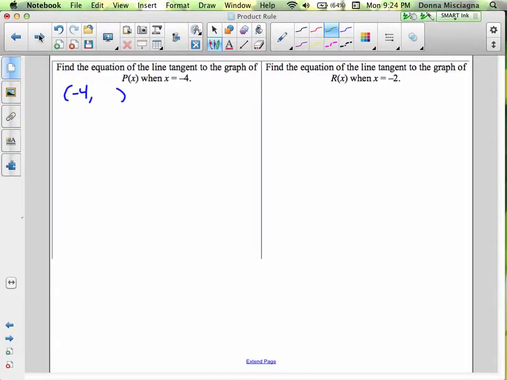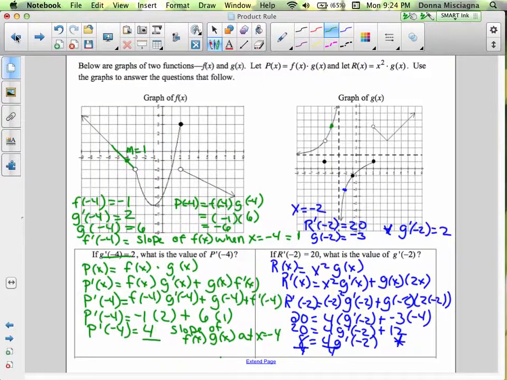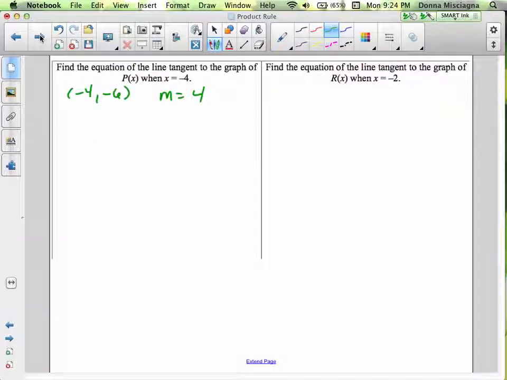Right, so we have -4, is that -6 or positive? So we have the point -4, -6. Our slope was +4. So that's going to be y plus 6 equals 4 times x plus 4. And you can just move the 6 over, and you can distribute and put it in slope-intercept form if you like, but this is also fine. And there we go. There's the equation of the tangent line.